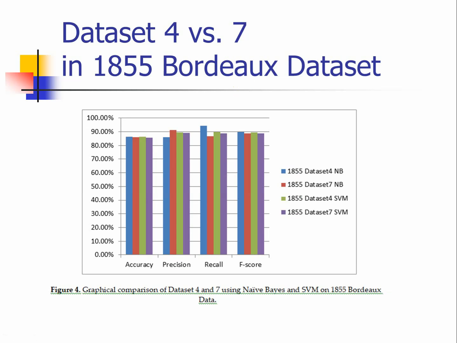For the 1855 Bordeaux dataset, now we have more positive ones. So you can see that the recall coming from all attributes is actually better. So dataset 4 outperforms dataset 7 there. So those are some findings that we looked into while we did more analysis of the results here.